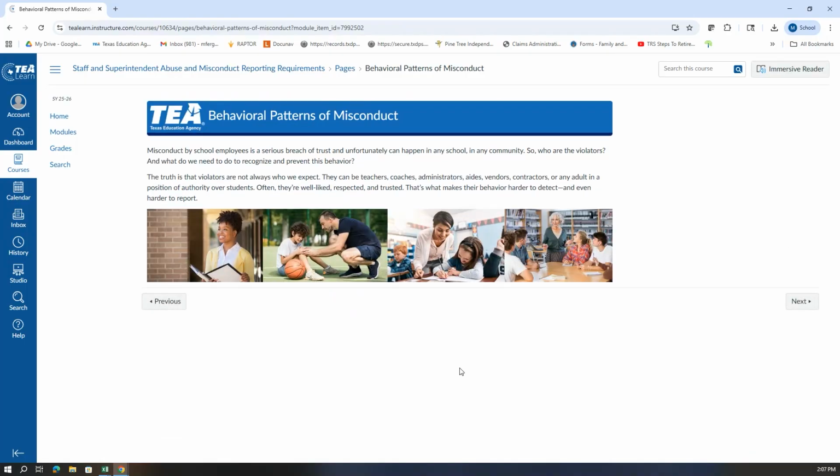Behavioral patterns of misconduct. Misconduct by school employees is a serious breach of trust and unfortunately can happen in any school, in any community. So who are our violators and what do we need to do to recognize and prevent this behavior? The truth is that violators are not always who we expect. They can be teachers, coaches, administrators, aides, vendors, contractors, or any other adult in a position of authority over students. Often they're well liked, respected, and trusted. That's what makes their behavior hard to detect or even harder to report.